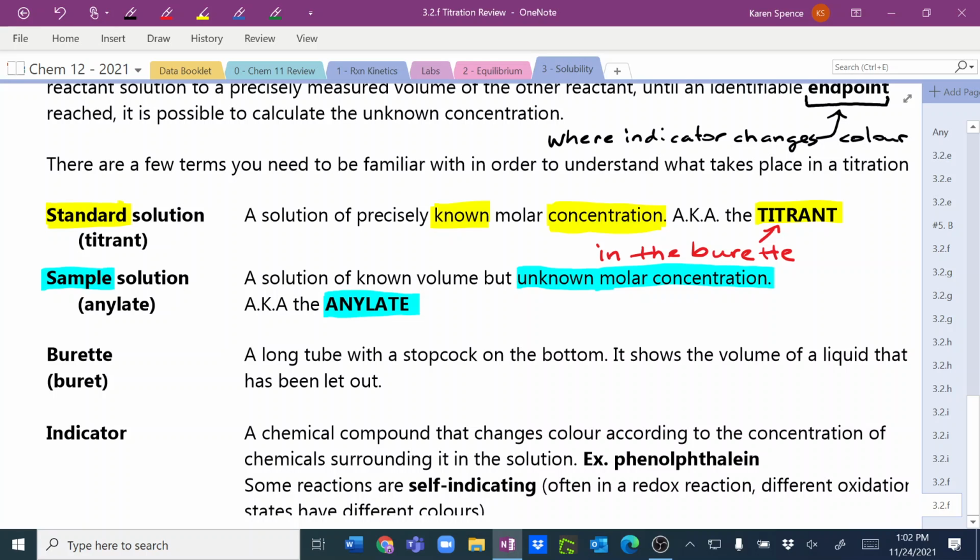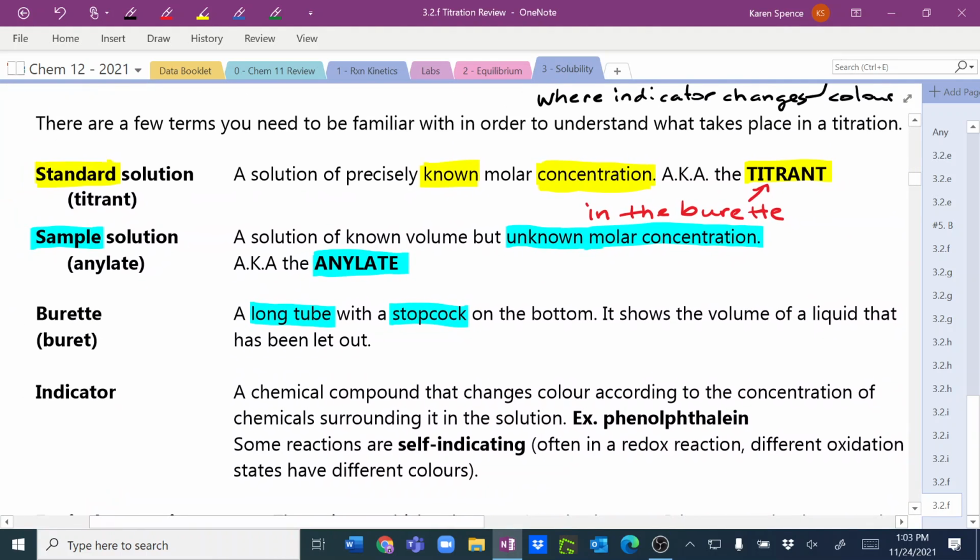Do you remember what a burette looks like? Describe to your partner what a burette looks like. Yes, I'm seeing lots of this, right? Yeah, because it is that big long tube, and at the bottom it has a stopcock, which is the valve that lets out the liquid, and it shows the volume of liquid that has been let out.